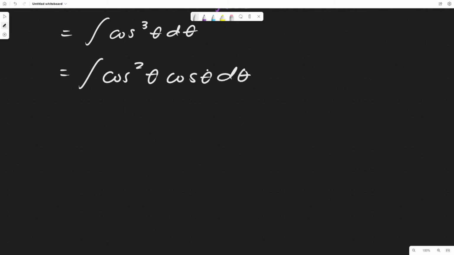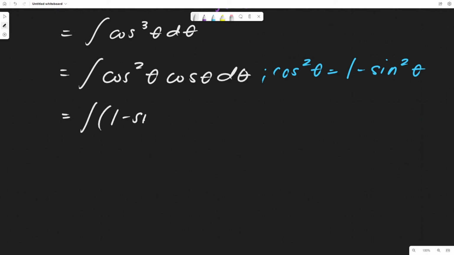And using identities, cosine squared theta is equivalent to what? 1 minus sine squared theta. So, ipapalit natin ito dito ngayon. So, we have the integral of one minus sine squared theta cosine theta d theta. Okay?